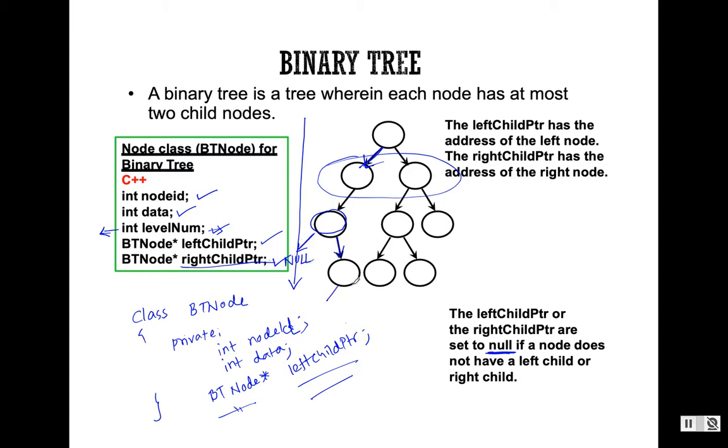And for each leaf node, a leaf node doesn't have any left child or right child, so they will be pointed to null.